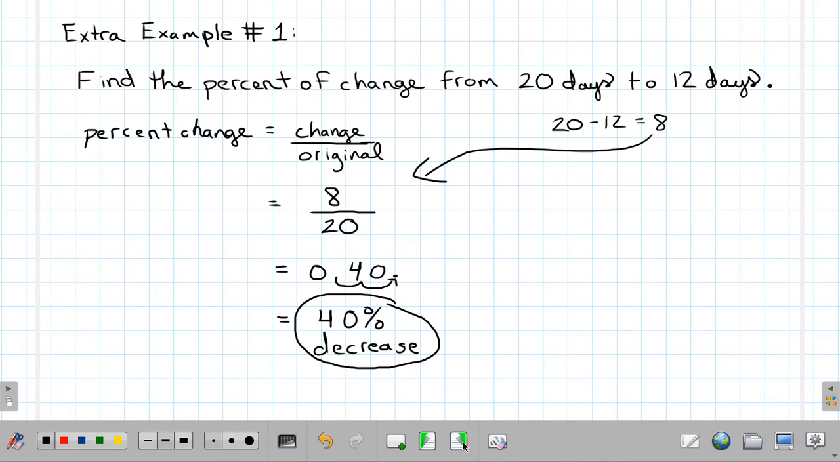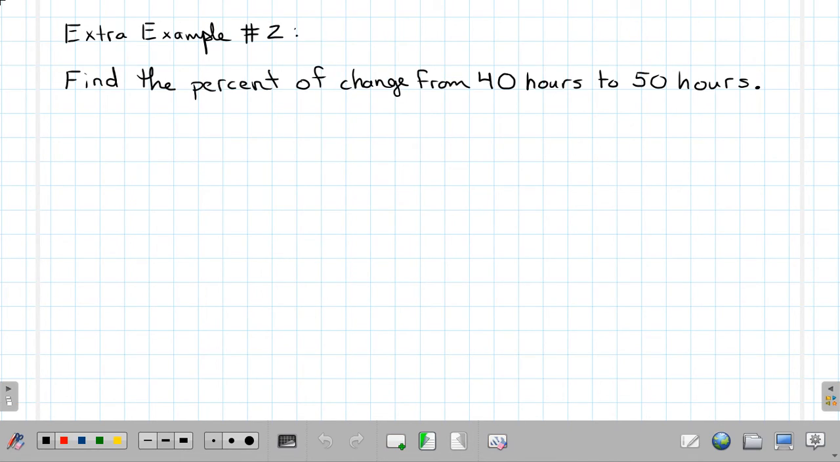Now the last example here. Okay, once again, another extra example that is not found in the book. So if you want extra practice, this is the only place you'll find it, whether here or in the class. I went over this in class as well. But in this case, extra example number 2. Find the percent of change from 40 hours to 50 hours.